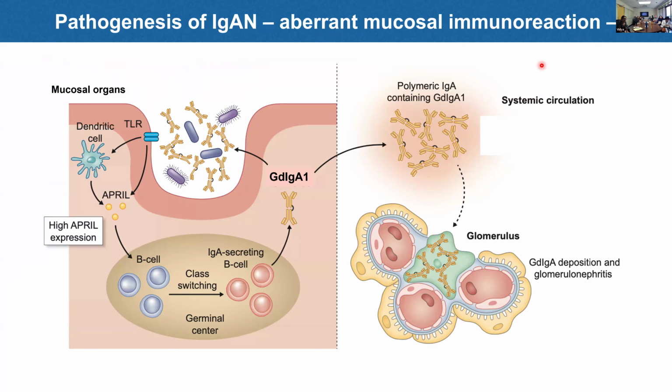So based on this report, I summarize the overview of the pathogenesis of IgA. It's a little bit complicated, so I will briefly explain. The bacterial flora at the mucosal membrane stimulate APRIL and BAFF release from the dendritic cells to produce galactose-deficient IgA1 via class switching at the B cell. The overexpression of APRIL or BAFF induces the translocation of Gd-IgA1, which forms the pathological polymeric IgA, to systemic circulation, resulting in deposition at the mesangial cells and inducing glomerulonephritis.